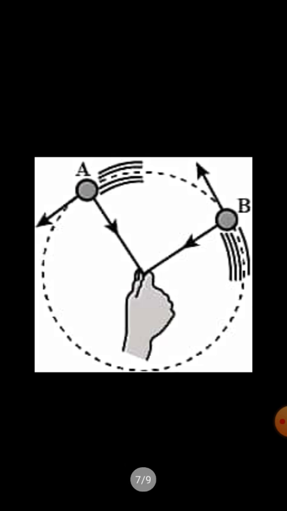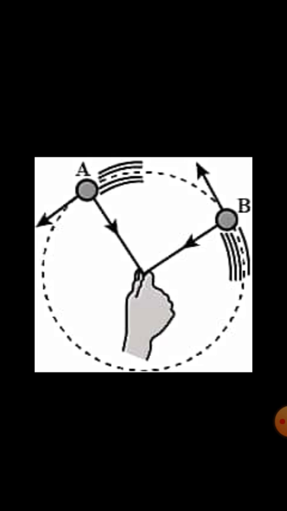Now, take a small stone and a piece of thread. Tie the stone to one end of the thread and hold the thread at the other end with your hand. Now, try to move the stone to describe a circular path. Then, let the stone go by releasing the thread.